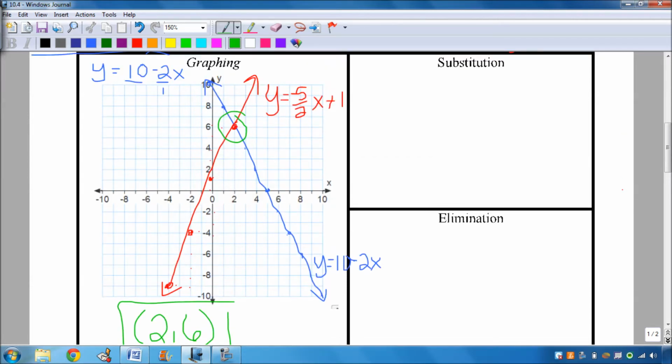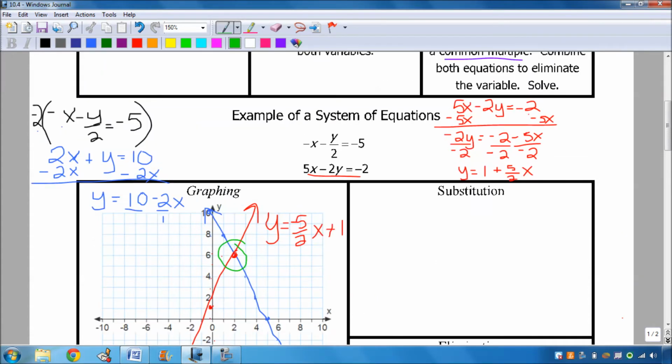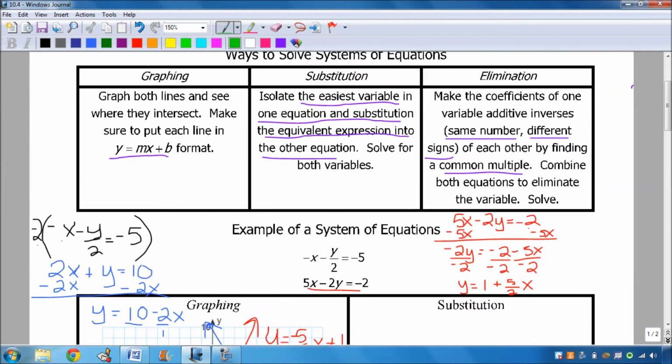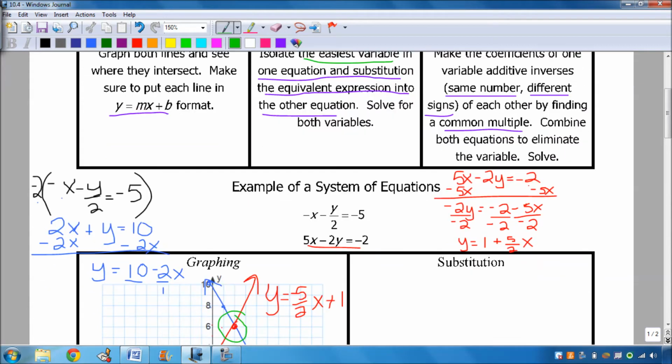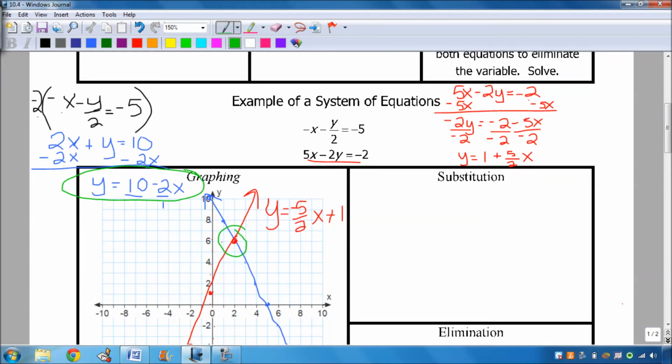Okay? All right, so now that I've done that graphically, let's do this by substitution. The first step it tells us for substitution is to look for the easiest variable to isolate in one equation. Well, we isolated the y value in the first equation already, so I don't even have to do any more work for that. I already got y by itself. So then what I'm going to do is I'm going to write down my bottom equation. 5x minus 2y equals negative 2. And the y is by itself here, so every time I see a y, I'm going to replace it with 10 minus 2x.